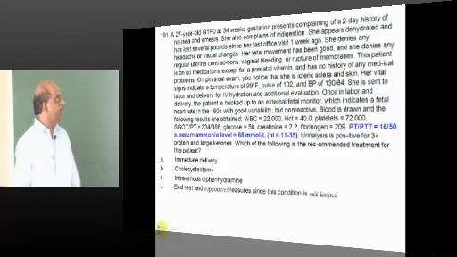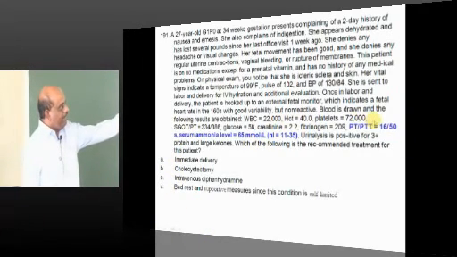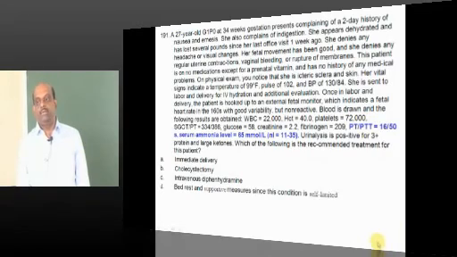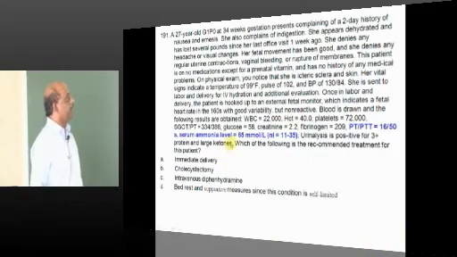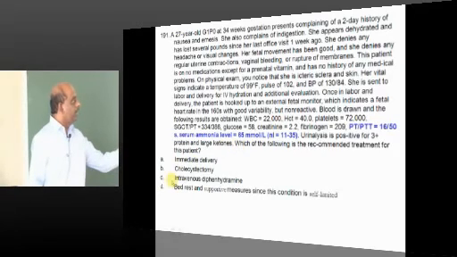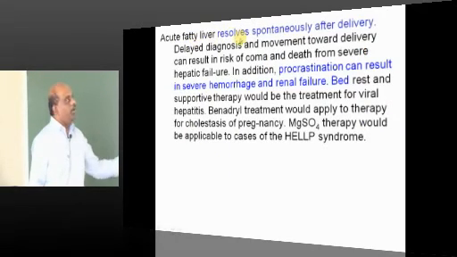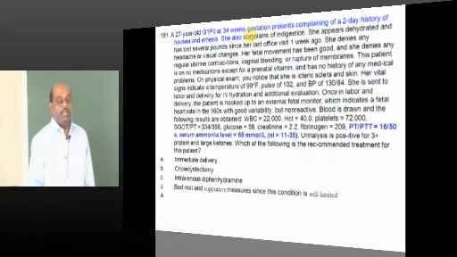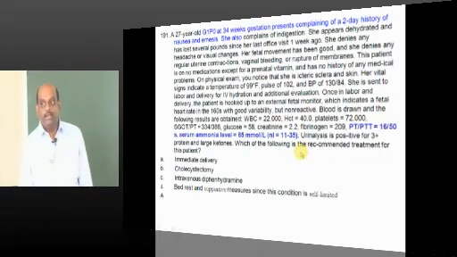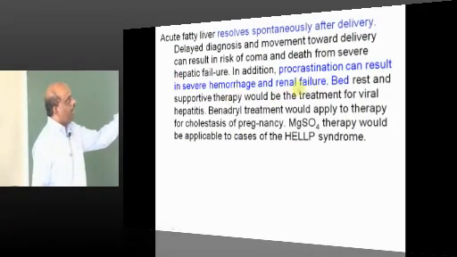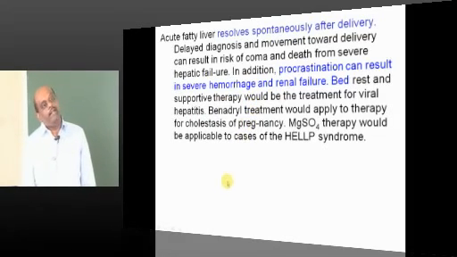A 27-year-old with elevated serum ammonia and prolonged PT. What do you want to do? A. Immediate delivery. PIH, HELLP syndrome. Basically, what is your diagnosis in this case? HELLP syndrome, acute fatty liver. If you do spontaneous delivery immediately, it will resolve. But if you procrastinate, that can lead to renal failure and hemorrhage. So immediate delivery.